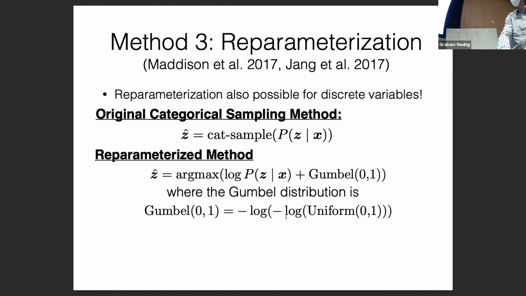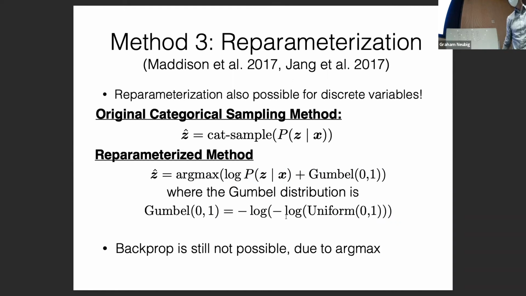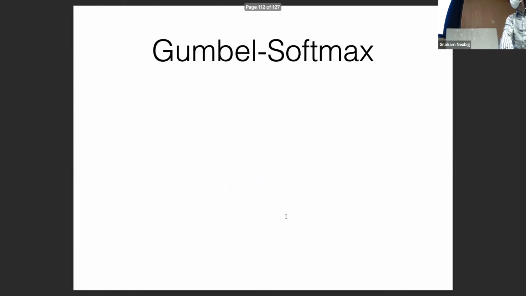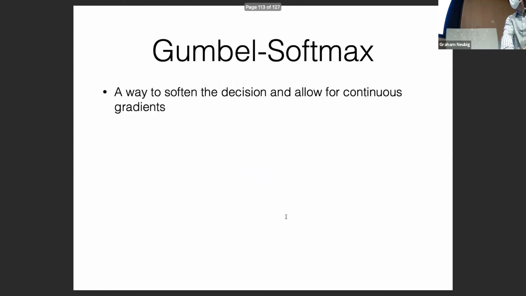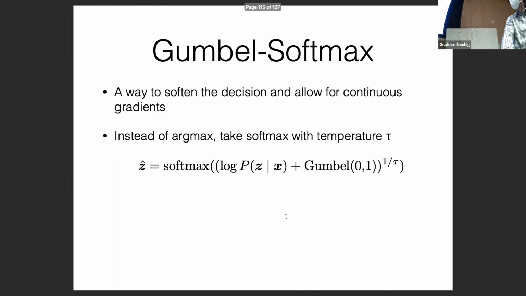Oh yeah, there's the Gumbel distribution. But backprop is still not possible here due to the argmax being non-differentiable. So what we can do instead is something called the Gumbel softmax. And the Gumbel softmax is a way to soften the decision and allow for continuous gradients. So instead of the argmax, we take the softmax with a temperature tau. So we do the normal Gumbel noise here. We exponentiate it by 1 divided by tau, sorry, not T, tau. And then we take the softmax over this.